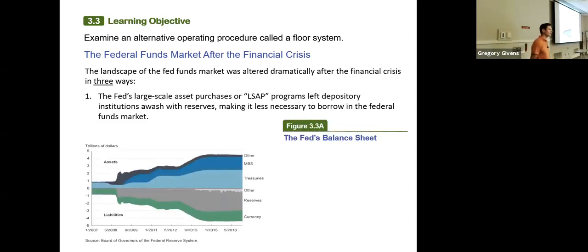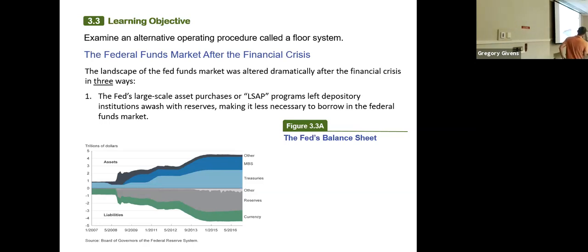The first of these three big changes that altered the landscape of the overnight or interbank market was the dramatic increase in the size of the Federal Reserve's balance sheet, okay? This picture down here, figure 3.3a, shows the Fed's balance sheet. The top part is its assets. The bottom part are its matching liabilities, okay?